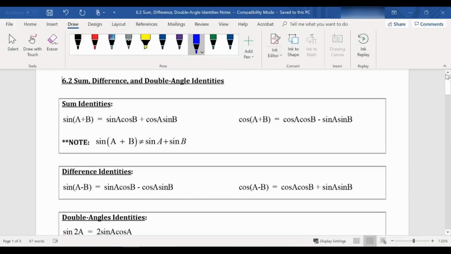Welcome to our second lesson of chapter 6. We are going to continue looking at some new identities today.